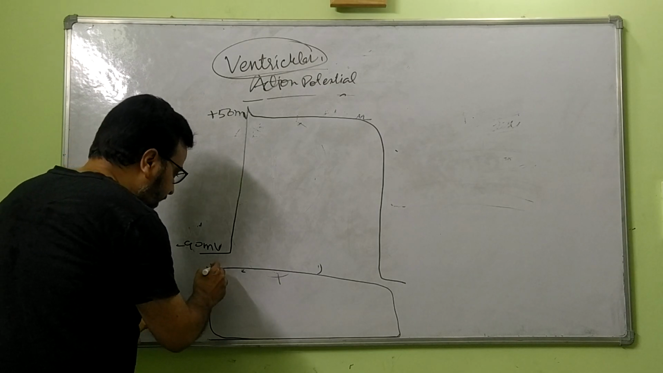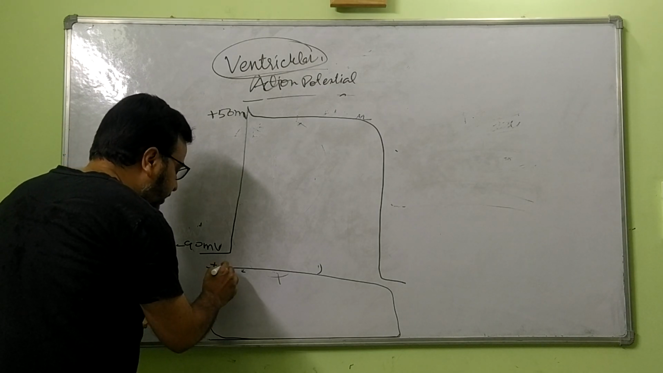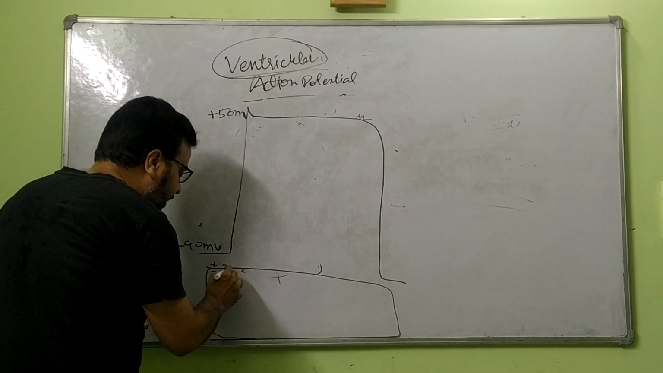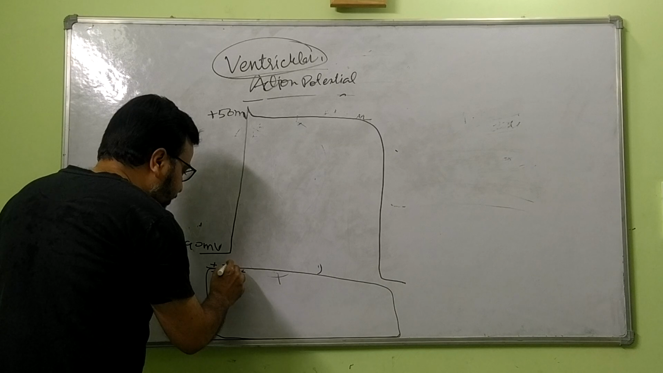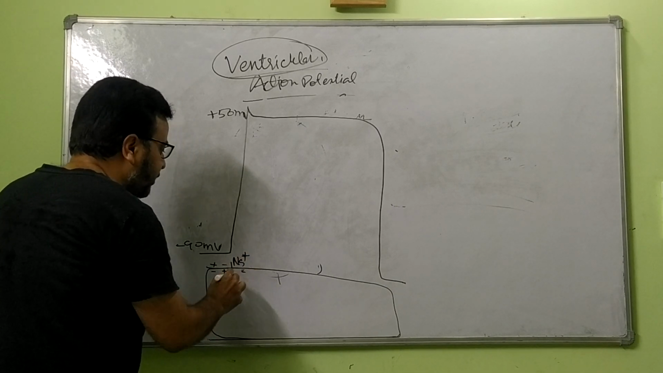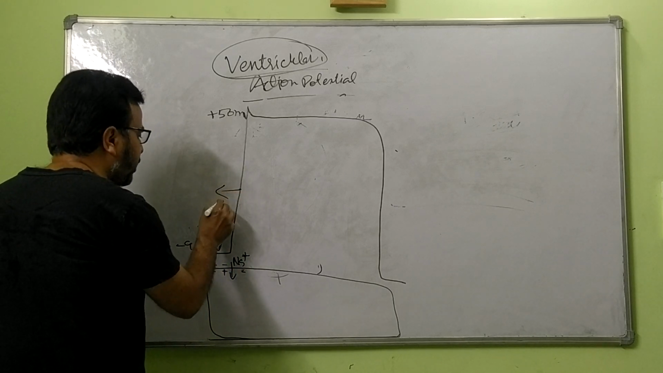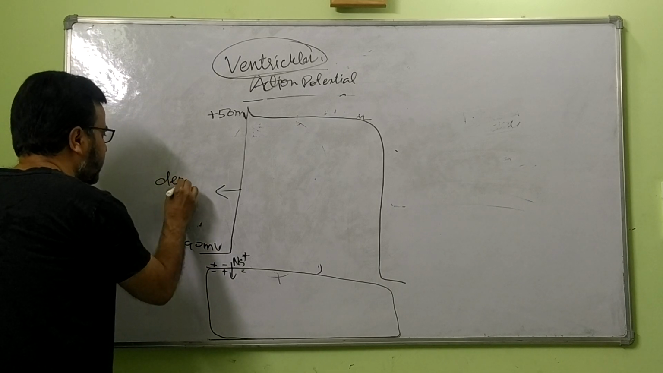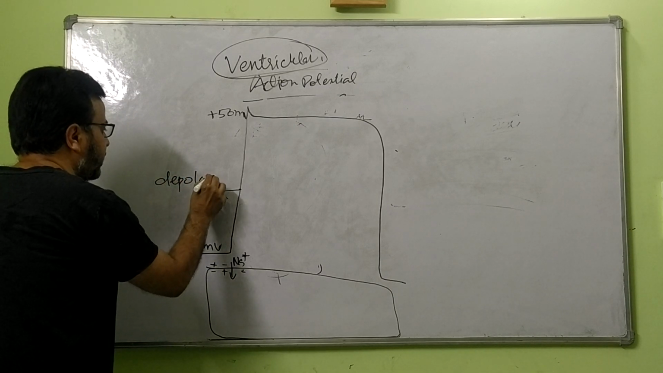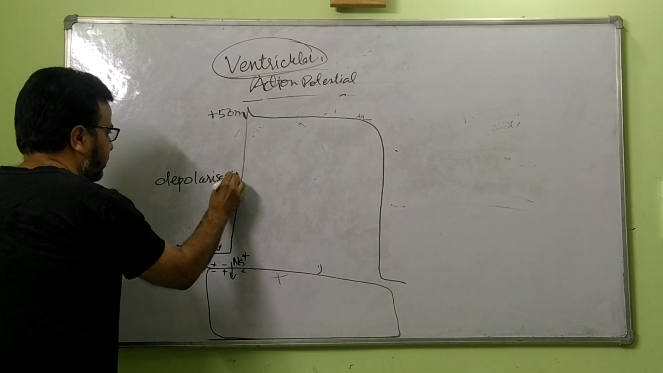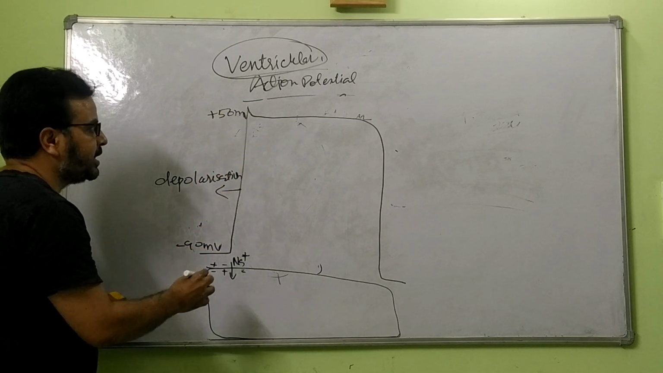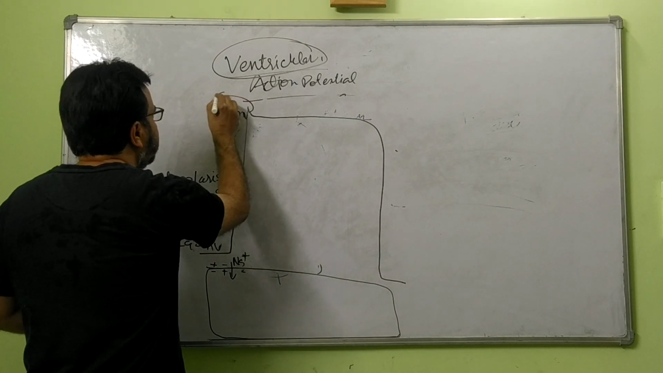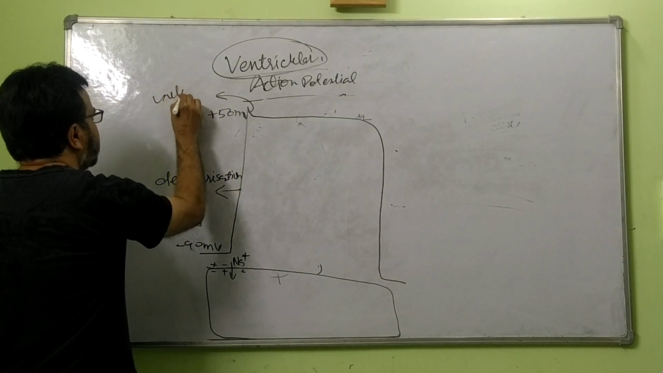So this polarized state will be reversed, that means negative outside and positive inside, and this will be depolarization, due to rapid and transient sodium entry. So this will make it depolarized, a reversal of the polarized state. Depolarization is the reversal of the polarized state. This spike is depolarization. Then this stage is an initial repolarization.